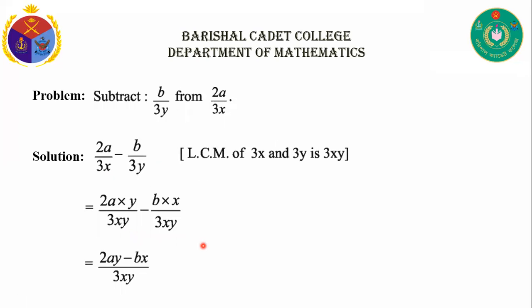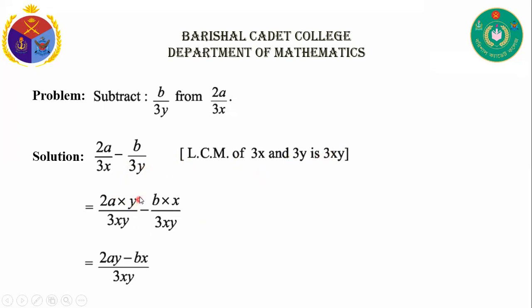Next, we have to subtract b by 3y from 2a by 3x. So first we have to find out the denominators. That is 2a by 3x minus b by 3y. In these two fractions, the denominators are 3x and 3y. So the LCM, the lowest common denominator of the fractions, is 3xy.